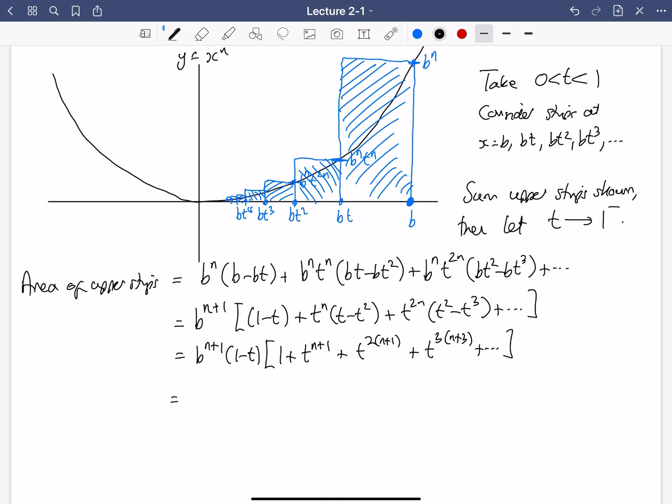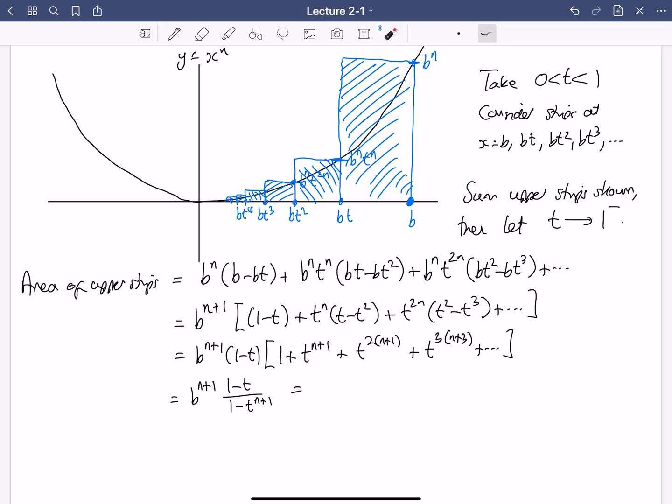And now we can sum that, because look, I've got a geometric series. It's b to the n plus 1, 1 minus t. So this sum, okay, it's a geometric series where the ratio isn't t, the ratio is t to the n plus 1. So the sum is 1 over 1 minus t to the n plus 1.